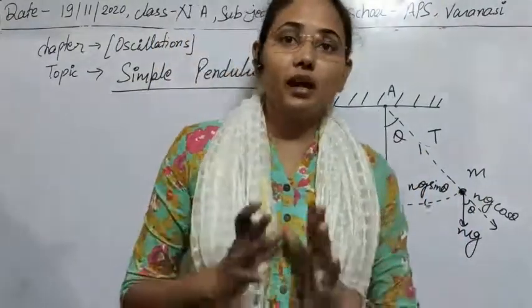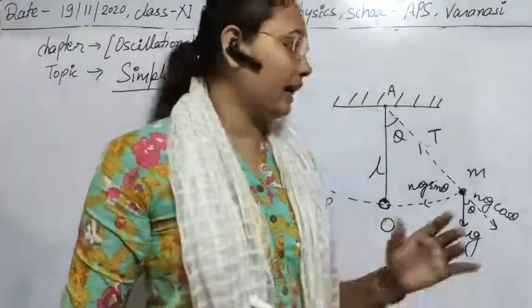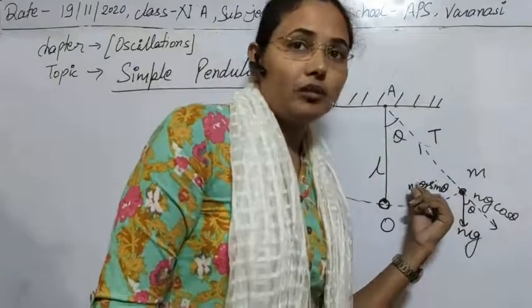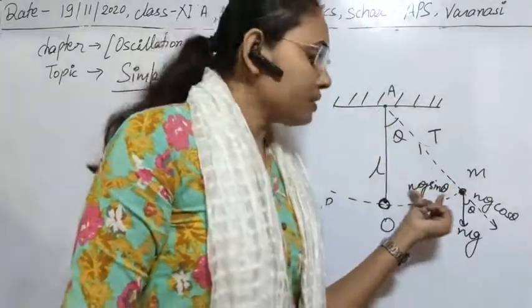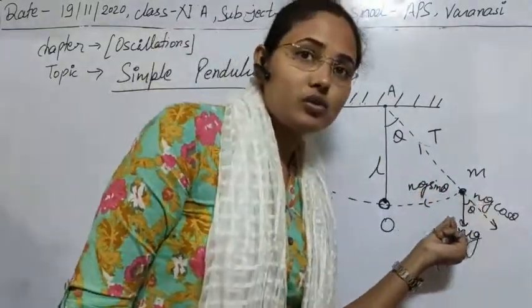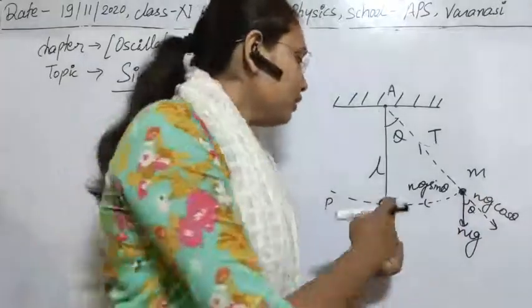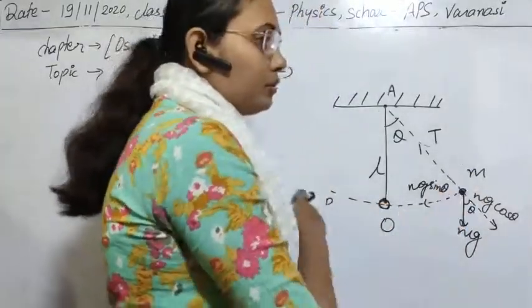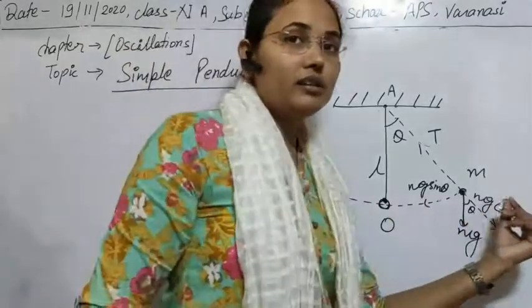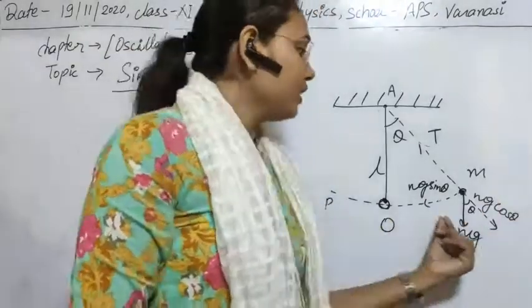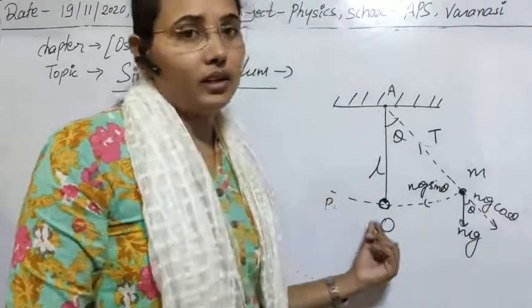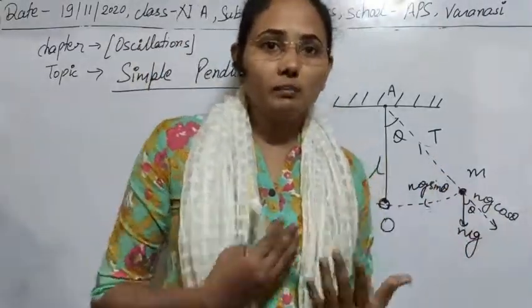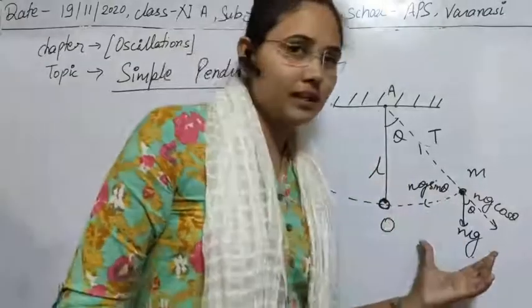displacement that has occurred, a torque will act on the body that will be equal to this force times the length of the string, that is L. This torque will try to restore the body to its mean position, and due to the acting torque, the body will start to oscillate about its equilibrium position. Clear? So this is how the simple pendulum performs oscillations.